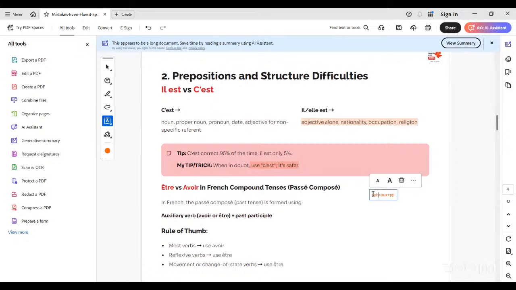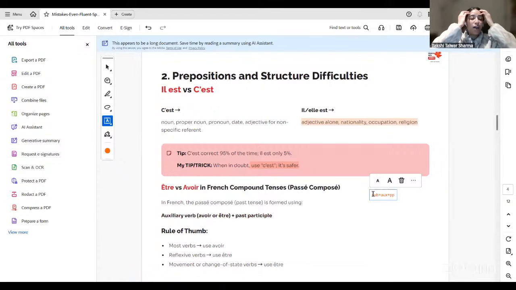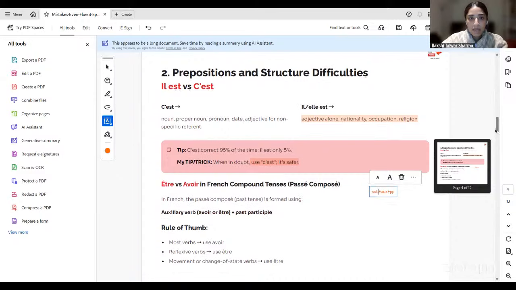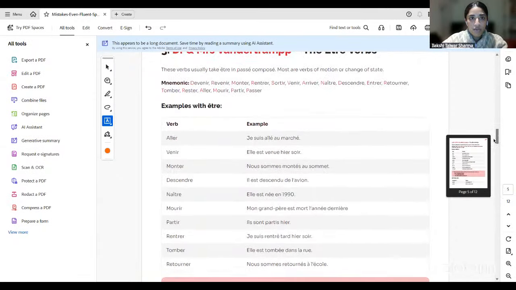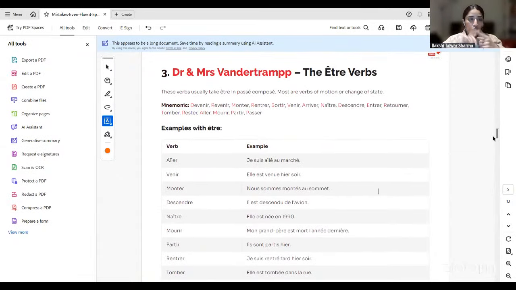Mrs. Vandertramp. Absolutely, Dr. Mrs. Vandertramp. It's a very simple acronym that we have for us to memorize what these verbs are. Let me walk you through that right here. So, Dr. Mrs.